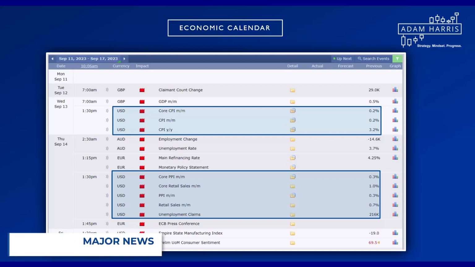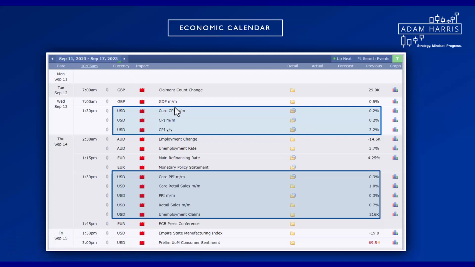Just going to have a look at the economic calendar for the week up ahead. There's a lot of high impact news. I think claimant count change could potentially be significant. I think unemployment for the Aussie dollar, all of that stuff is going to be interesting. I think the refinancing rates and monetary policy statement out of the euro is going to be important as well. And of course, all of this dovetails with the ECB press conference, which is happening on Thursday.